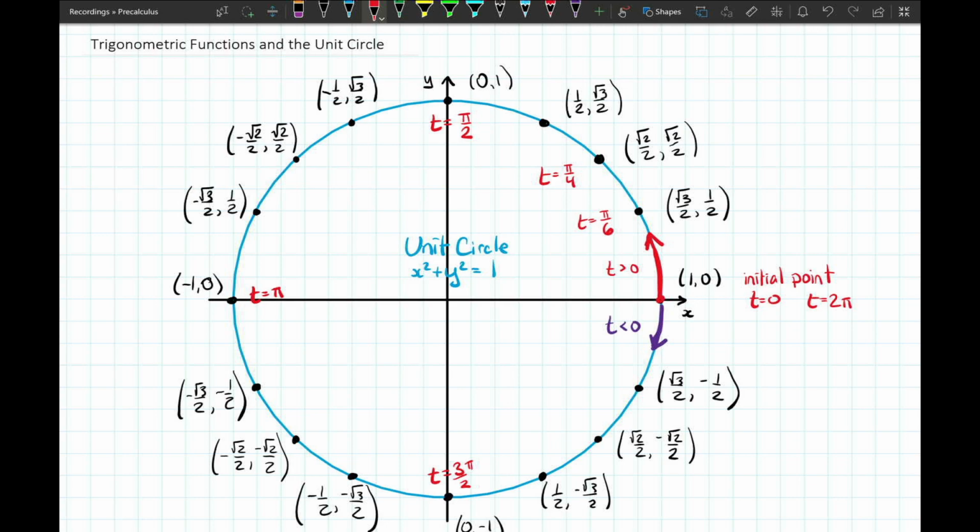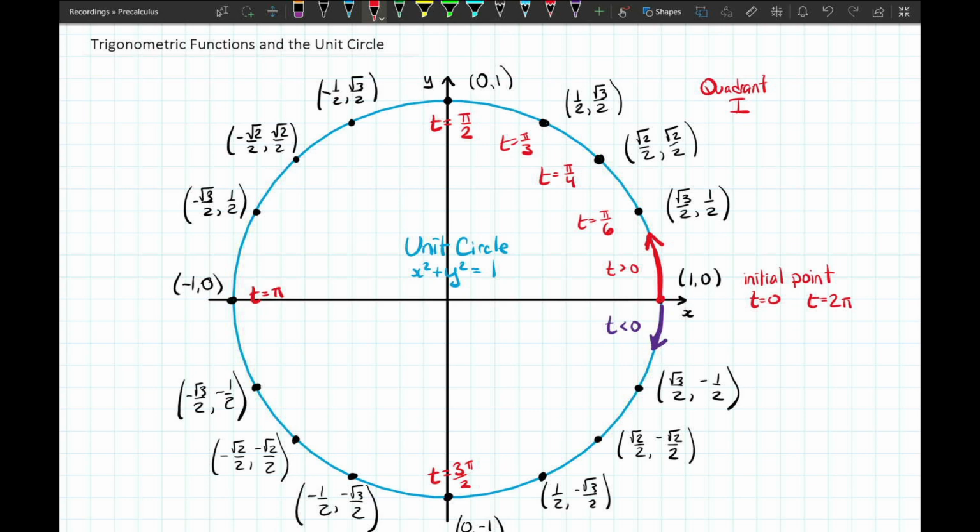And if we want to travel as far as pi over 3 around the unit circle, we'll end up at a point of (1/2, √3/2). And this would be our first quadrant. So we'll label this quadrant as number 1. And then we can continue into quadrant 2.